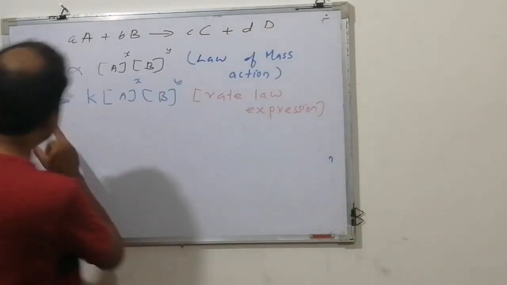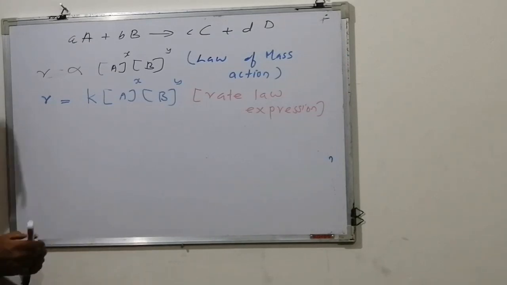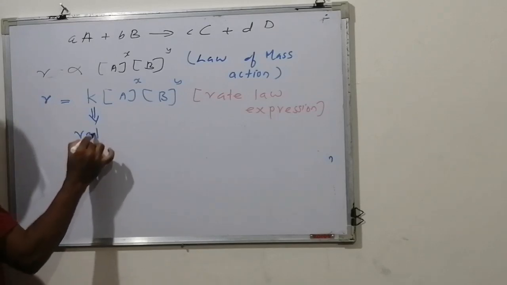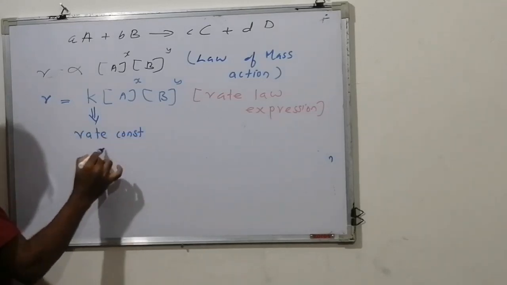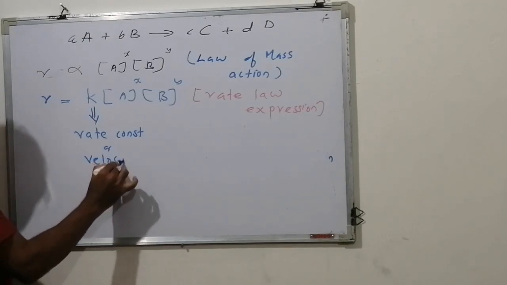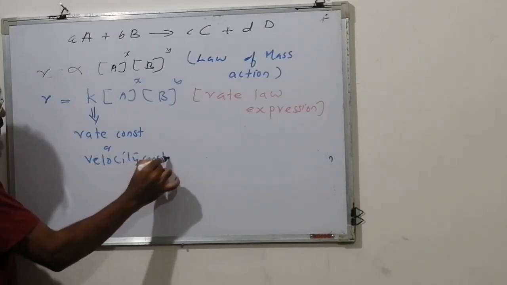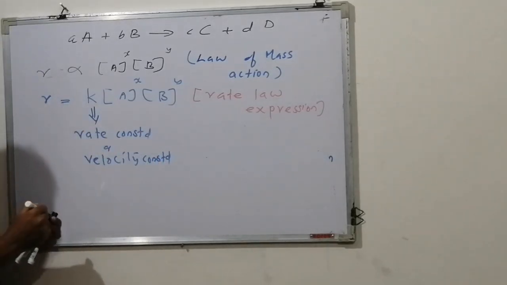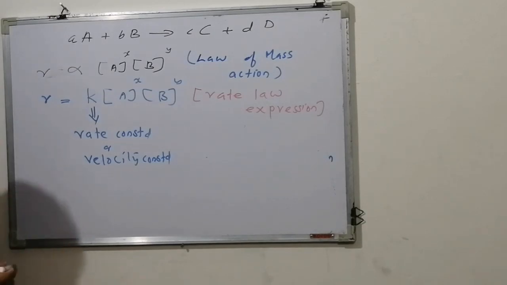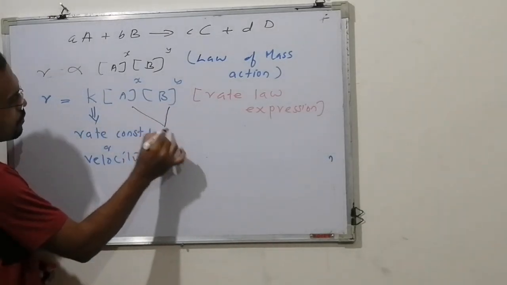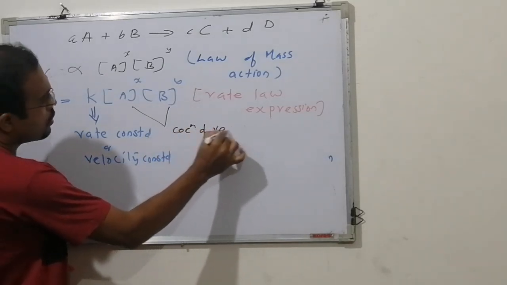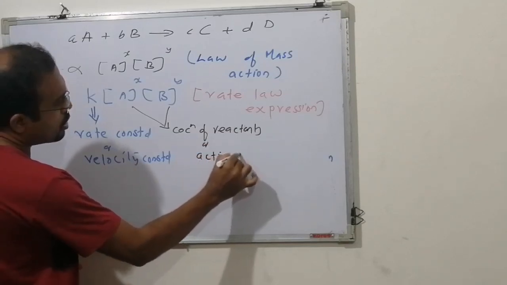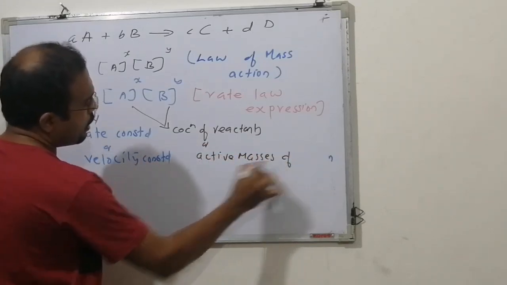Now, what is R? R is the rate of reaction. What is K? Tell me. K is called the rate constant or velocity constant. I use some simple writing. What are A and B? A and B are called concentrations of reactants or active masses of reactants.